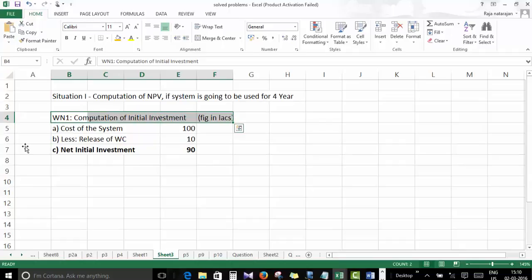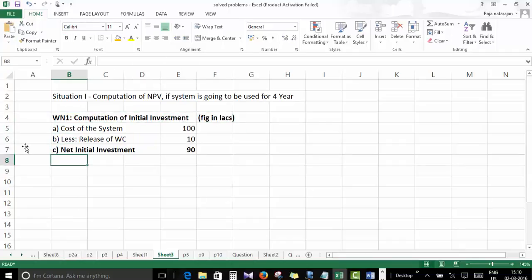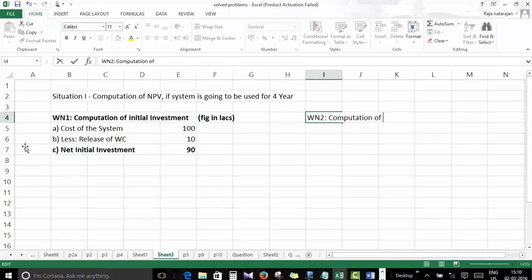Then I have to calculate the cash flows, and for calculating cash flows, what is required is you should know what are your savings, what are your expenses. And expenses include depreciation, so I should calculate depreciation as well. So working note 2, probably I'll carry that working note here. Working note 2, computation of depreciation.